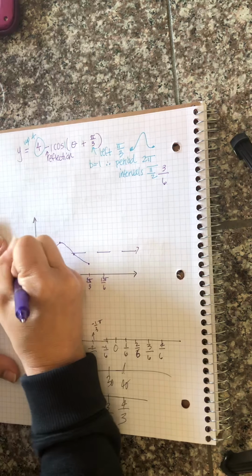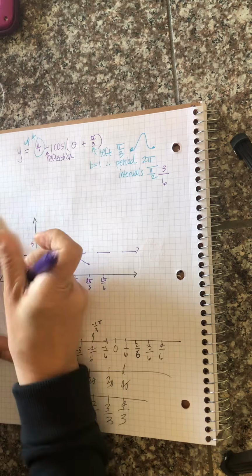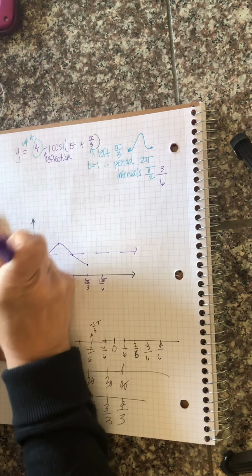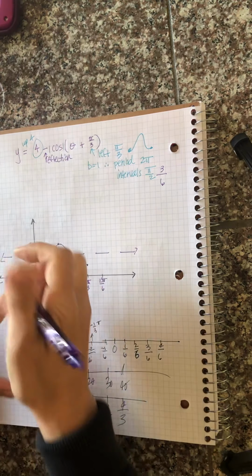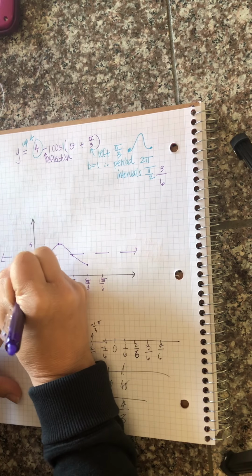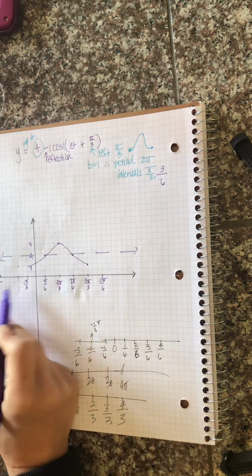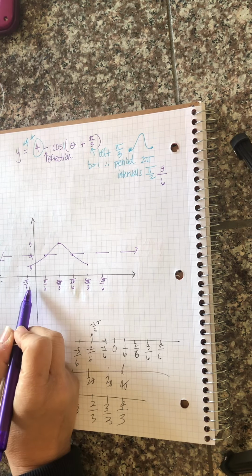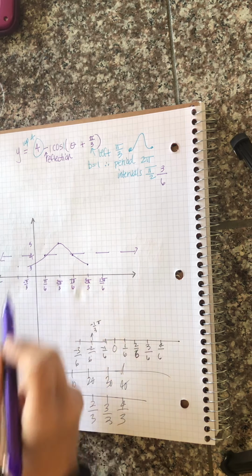But I'm going to cheat. I'm just going to move negative pi over 3. Doesn't matter physically where it goes. I just moved it over because the graph looked really messed up.